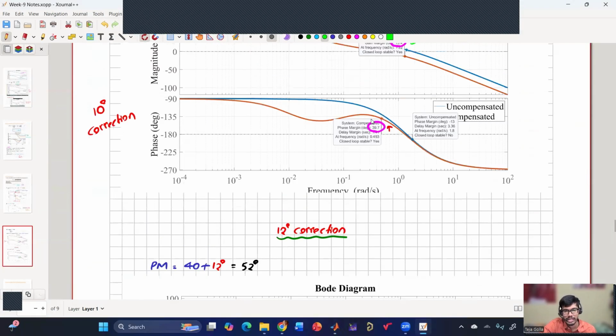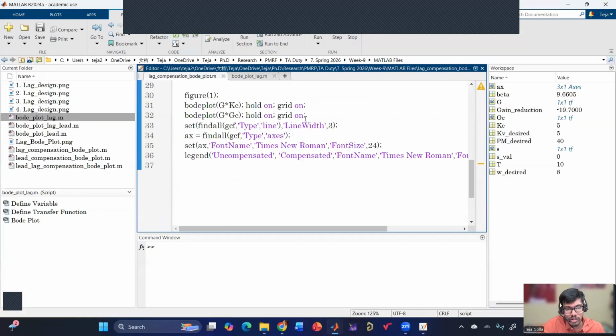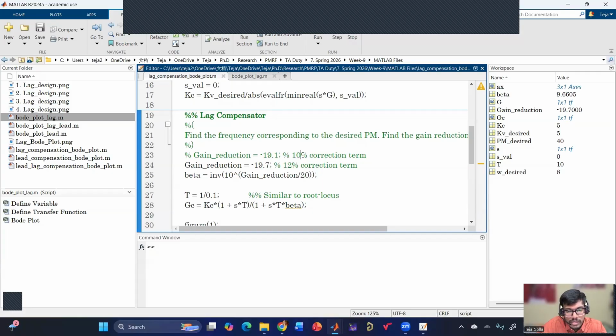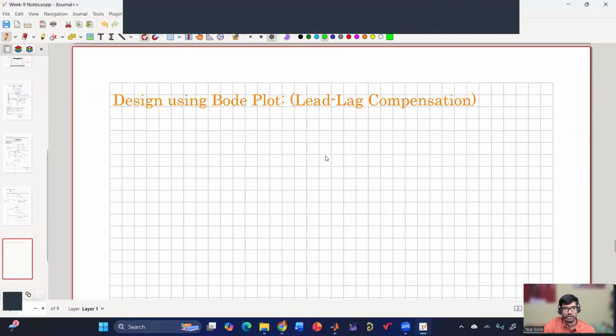So in the first iteration, it is slightly short of 40 degrees. So I have made 2 degrees more correction. And then it is meeting. Sorry, this is not even percentage, it is degrees. This is 12 degrees correction. So in this way, we are doing it in an iterative way to design the lag compensator. So if you have any doubts, you can ask. Else, we can move to the lag lead or lead lag compensation.